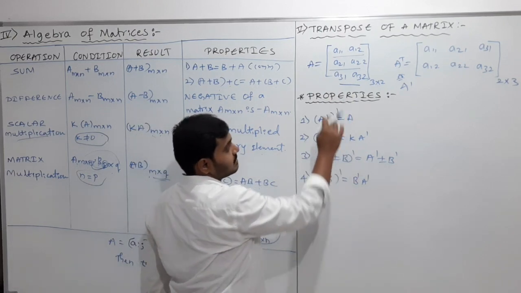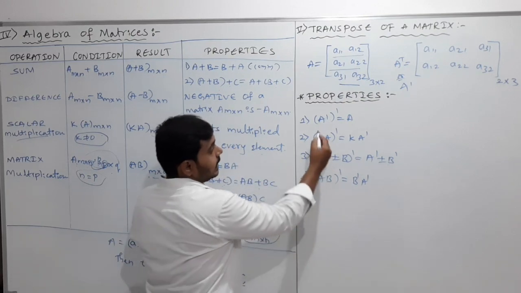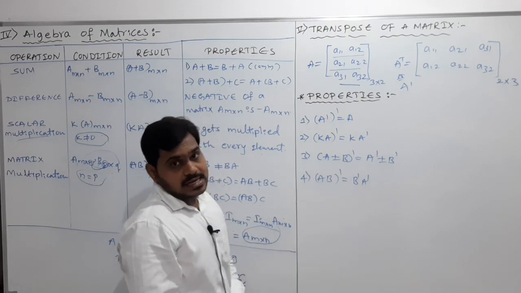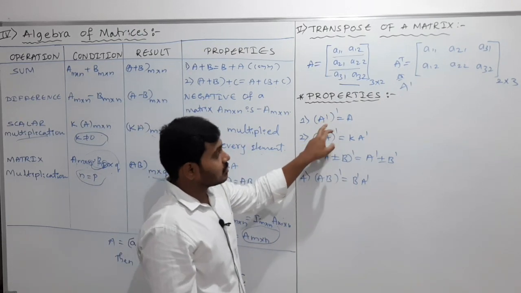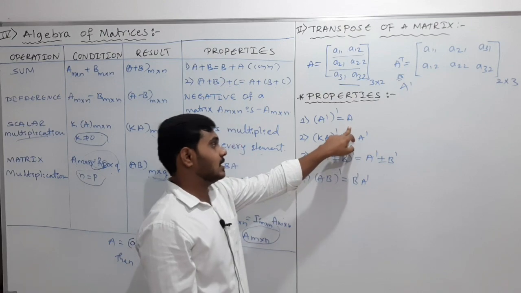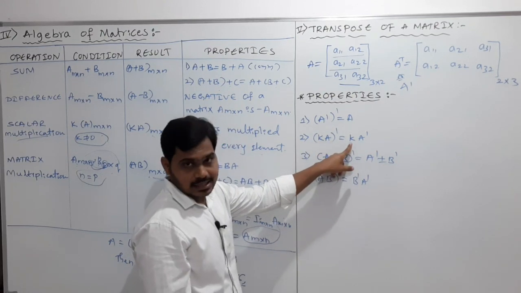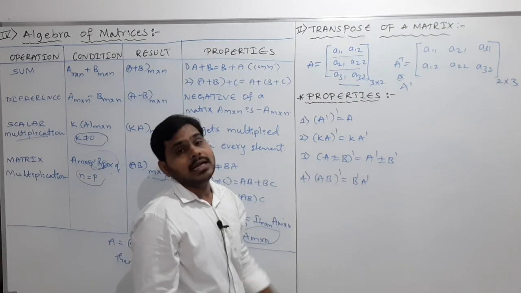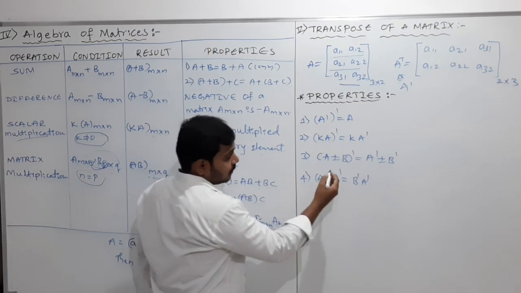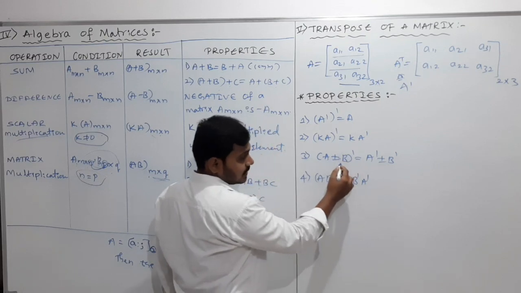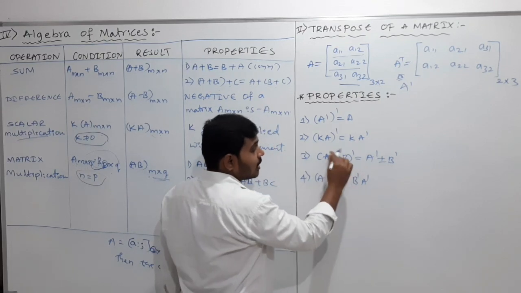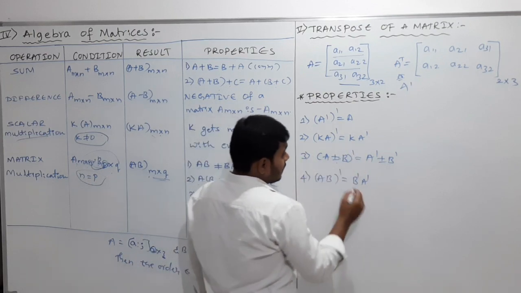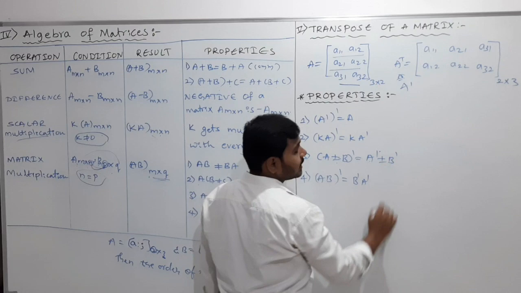And then properties, my students. The first property is A transpose whole transpose. If you take the double transpose of any matrix, you will get the same matrix itself. Next, K into A transpose: K is any constant, so you can take K outside and write it as K into A transpose. Next, if you have two matrices, A either added or subtracted, the transpose of that is A transpose plus or minus B transpose.